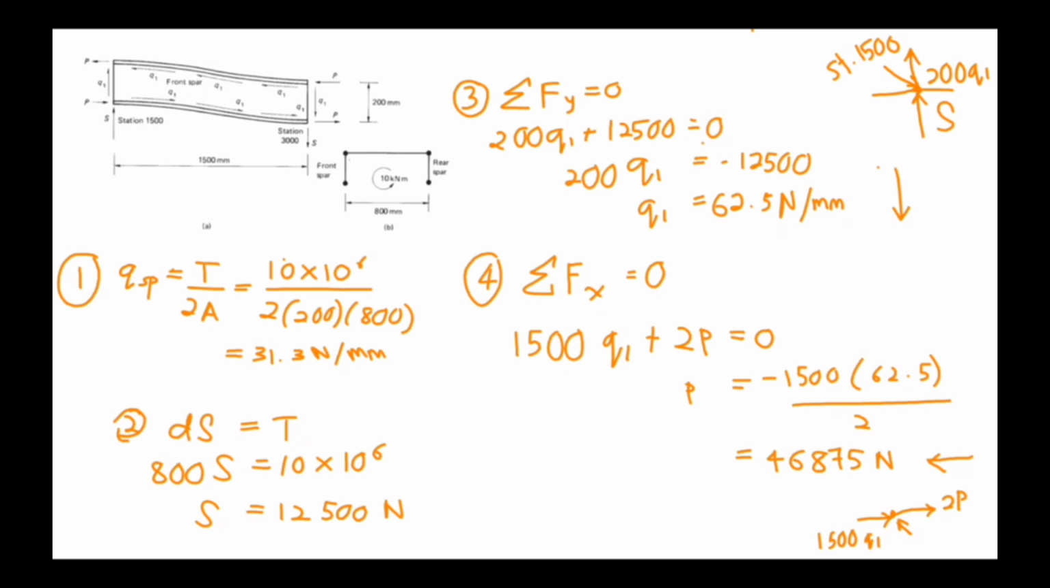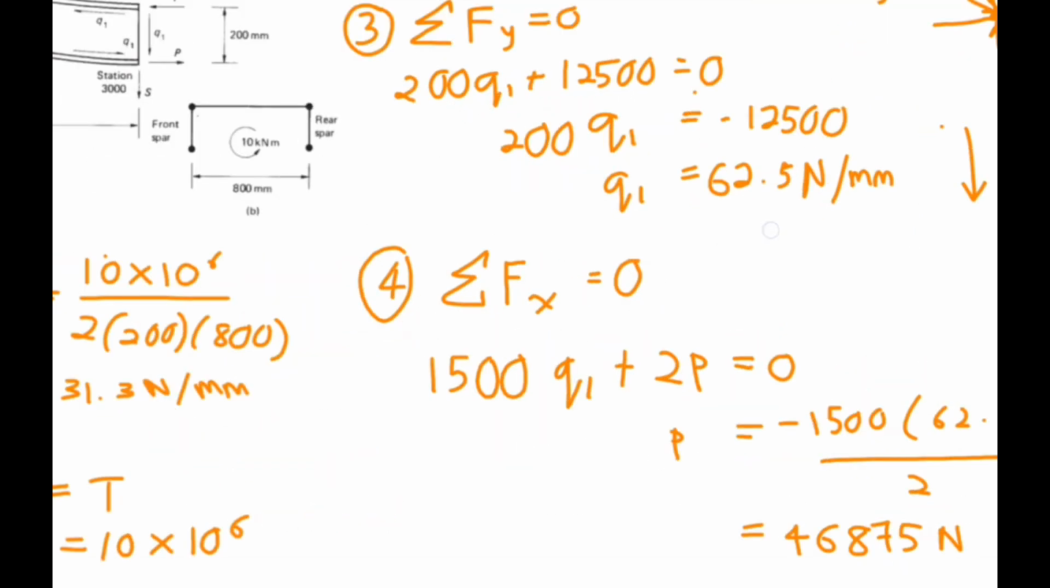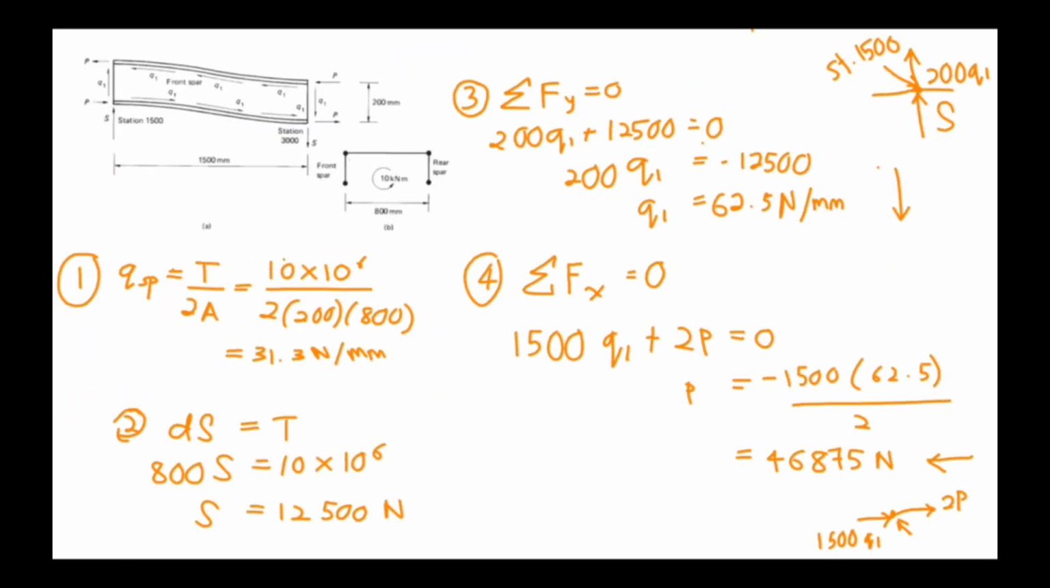So we can choose either the point at station 1500 or station 3000. Note that both stations will give the same answer for Q1. So we substitute the value, which is 200 Q1 plus 12,500 is equal to 0. Then we rearrange, and we will get Q1 equal to 62.5 Newton per millimeter.